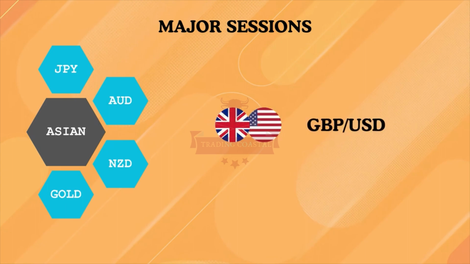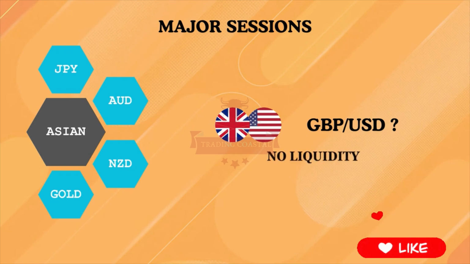So if someone wants to trade pound dollar in the Asian session, would that make any sense? The answer is no. The British pound and US dollar trades are extremely limited in the Asian session, so we will have no liquidity in movements, which we would like to see when we place trades, so we need to look at the pairs that are being actively traded in these sessions.